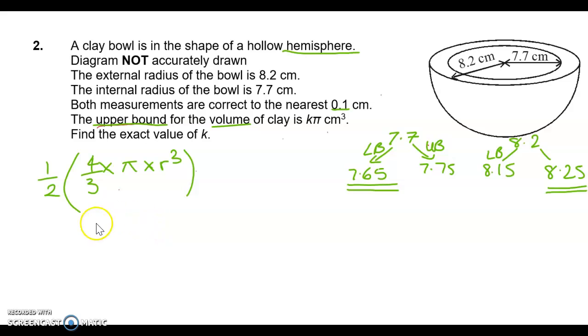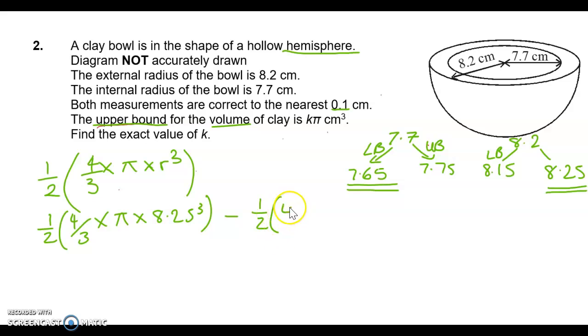Okay then, here's the answer. I'm going to work out the volume of the clay as if there's no hollow. So I've got a half, 4/3, times pi times 8.25 cubed. Then I'm going to take away the other one, which is a half of 4/3 times pi times 7.65 cubed.